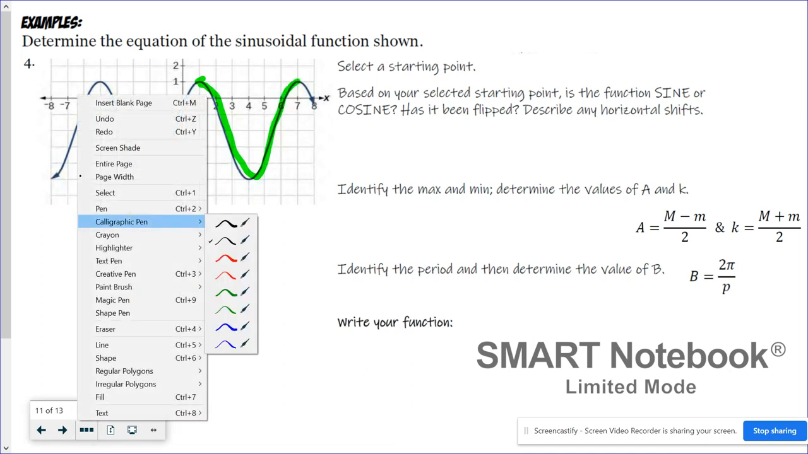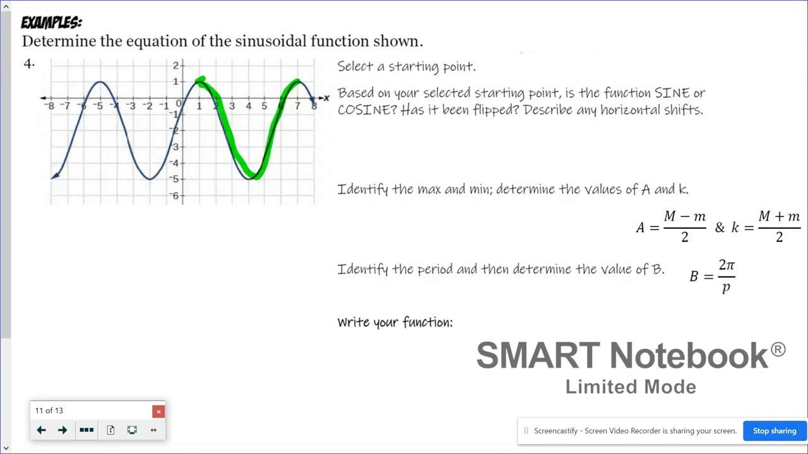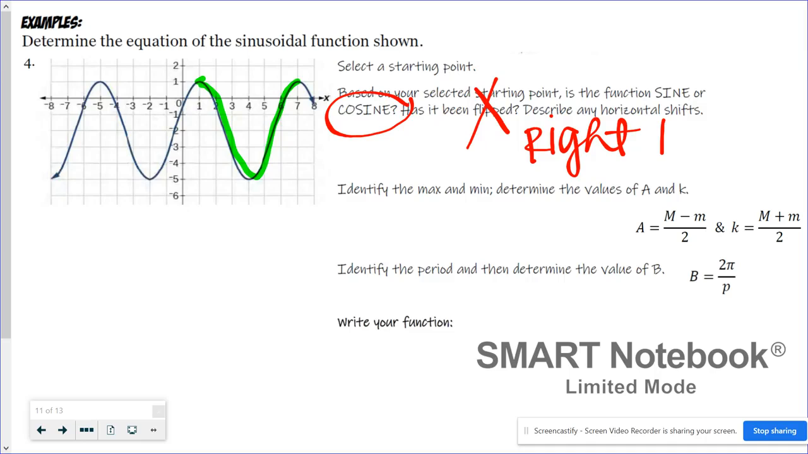So based on my selected starting point, that is occurring at the max, so that'd be cosine. Has it been flipped? No, it has not. And determine any horizontal shifts. Well, I'm starting 1 unit to the right, so we have right 1. Determine the values of A and K. So I can identify the max of my function. My max is 1, and the min is -5.